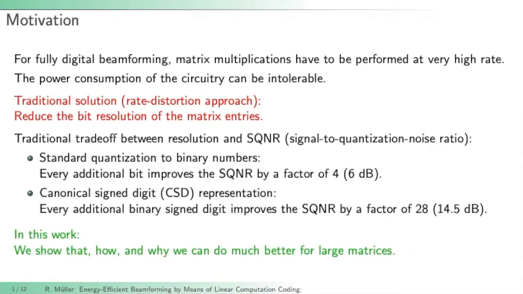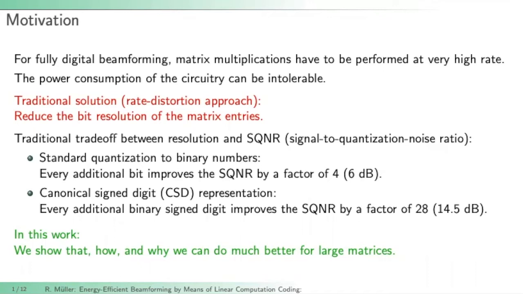The motivation for this talk is that in fully digital beamforming, matrix multiplications have to be performed at very high rate, and that can cause an intolerable power consumption. The traditional approach, the so-called rate distortion approach, is that you reduce the bit resolution of your matrix entries and then you require less power and less computations.